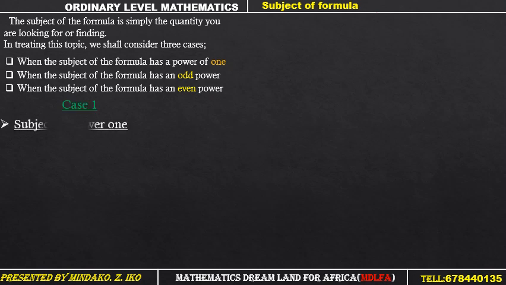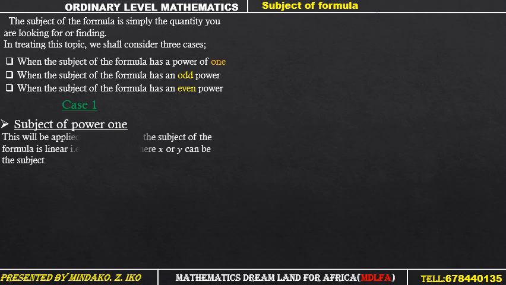Case 1, the subject of power 1. This will be applied to cases where the subject of the formula is linear. Look at this equation. This is actually a linear equation, where x or y can be the subject. So here you can either make x the subject or make y the subject, since they have a power of 1. Writing just x without any square simply means it's raised to a power of 1, and the same goes for y.